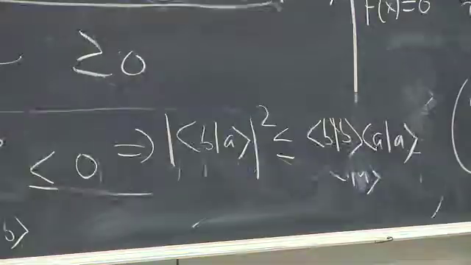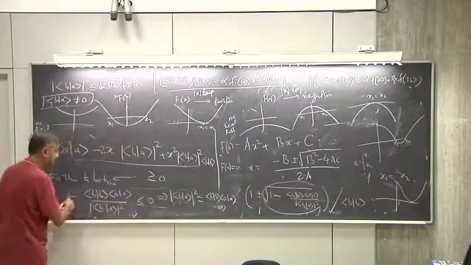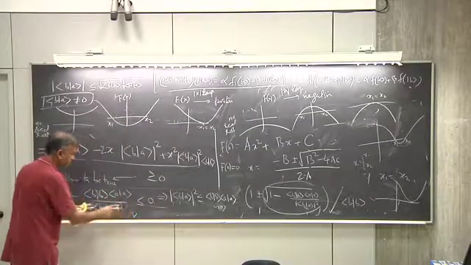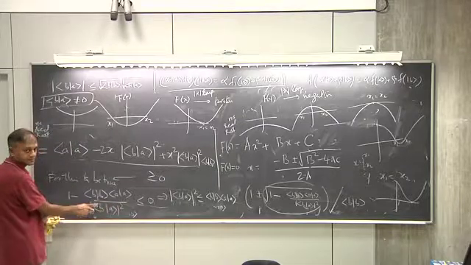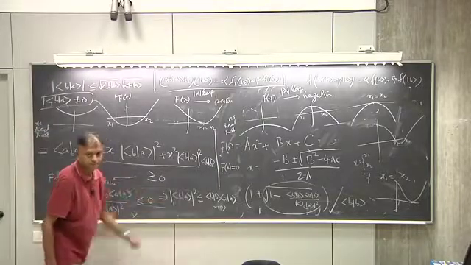This is just, I mean, you take this on the other side. So 1 is less than or equal to this quantity, and then you multiply both sides by this. So you get that.